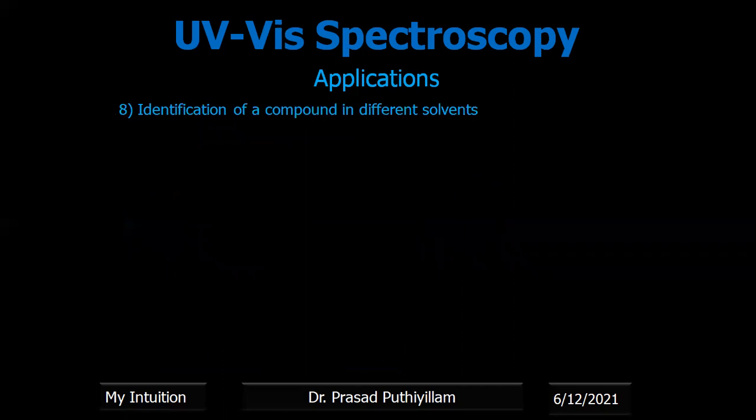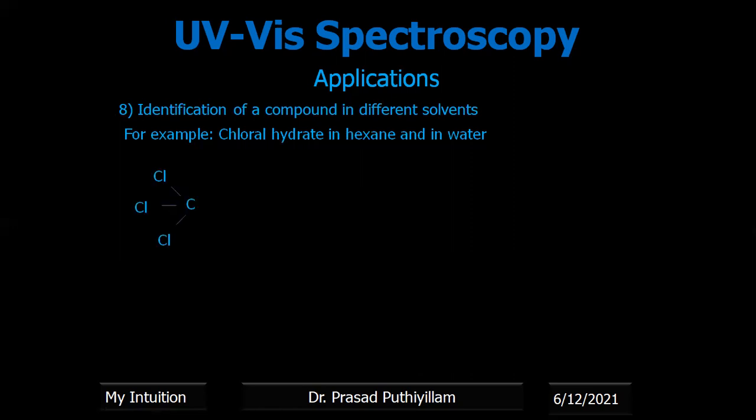Identification of compound in different solvents. Different solvents, for example hexane and water, and the organic molecule taken is chloral hydrate. What is chloral hydrate? Carbon with 3 chlorines, then connected to C double bond O, single bond H.